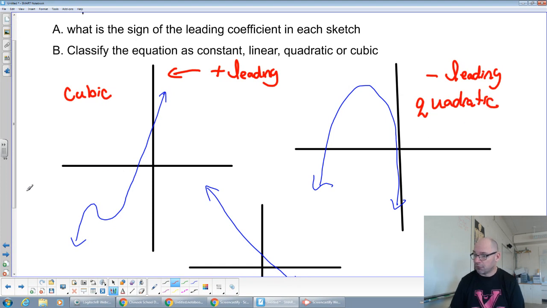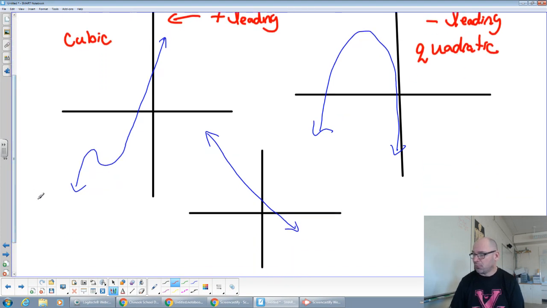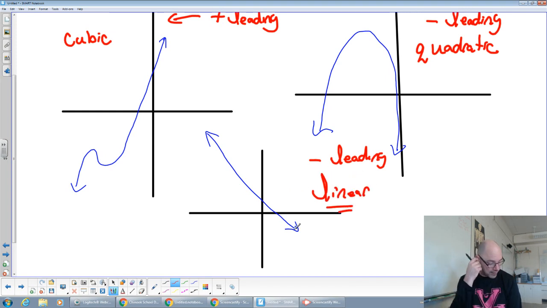Okay, this one over here has no turning points and crosses the x-axis once. It's going down from left to right, so negative leading coefficient. And it's linear because you have no turning points in it. And it's not a flat horizontal line. So that's one type of question they ask.